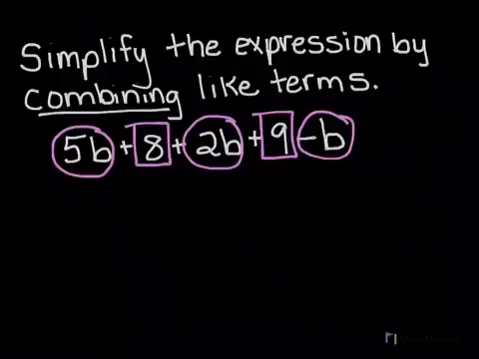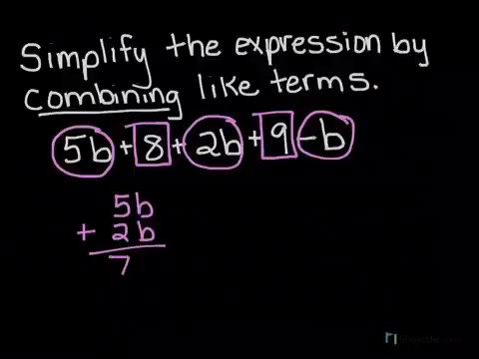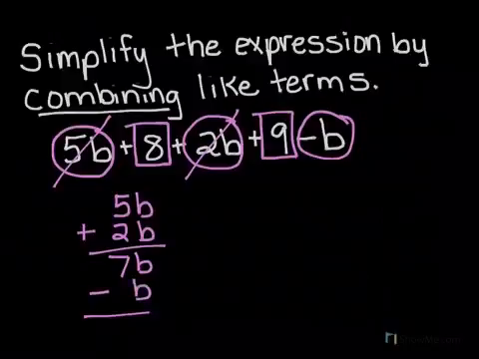So I'm going to take 5b plus 2b, and I'm going to get 7b. I'm going to cross those out because I use them. And then I see I need to subtract b. So I'm going to subtract b.